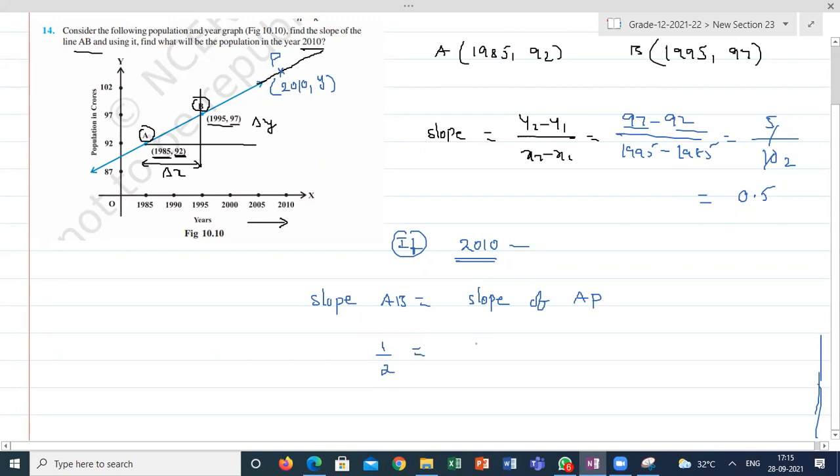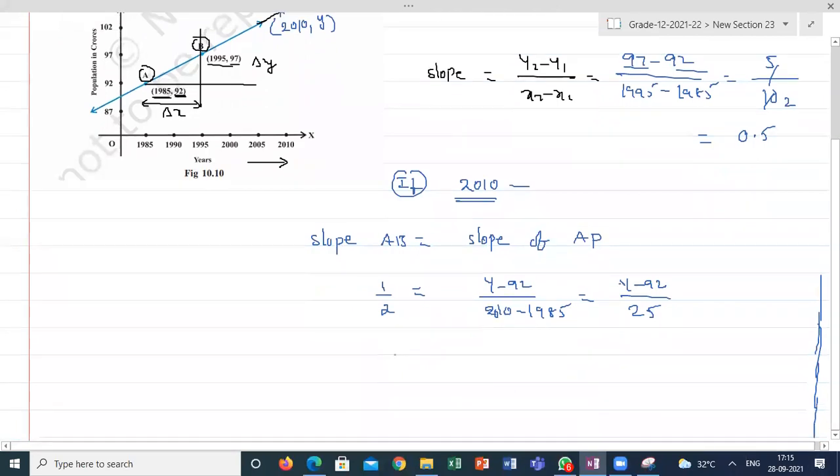The slope of AP is equal to how much? Y2 minus Y1, so (Y minus 92) divided by (2010 minus 1985). So 2010 minus 1985 means how much, students? 15 plus 10, 25. So what is your answer? What is the population at the year 2010?